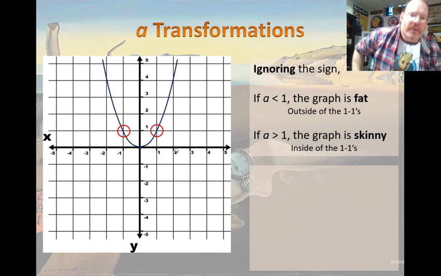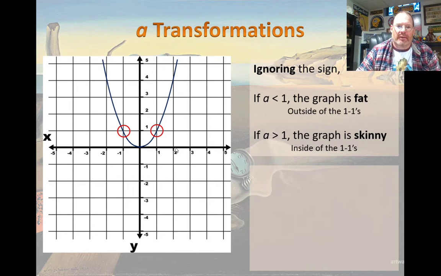If A, and I want you to ignore the sign on the number, the sign just tells us whether or not it is a reflection. But if A is less than 1, that means the graph is fat, indicating that it's going to go outside of the 1, 1s. If A is greater than 1, that tells you that the graph is skinny and that it will lie inside of the 1, 1s.